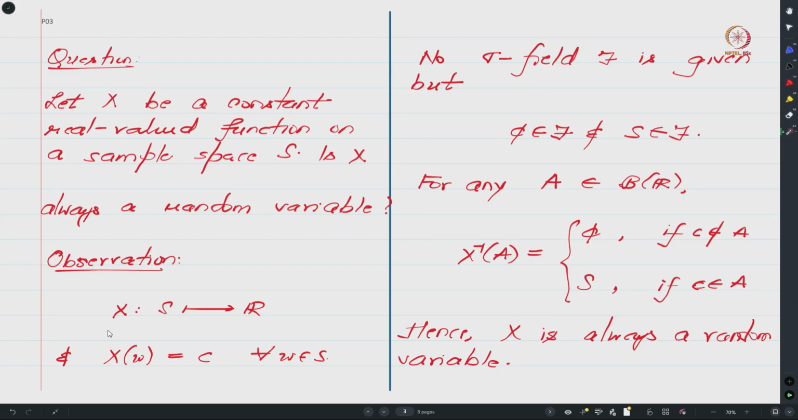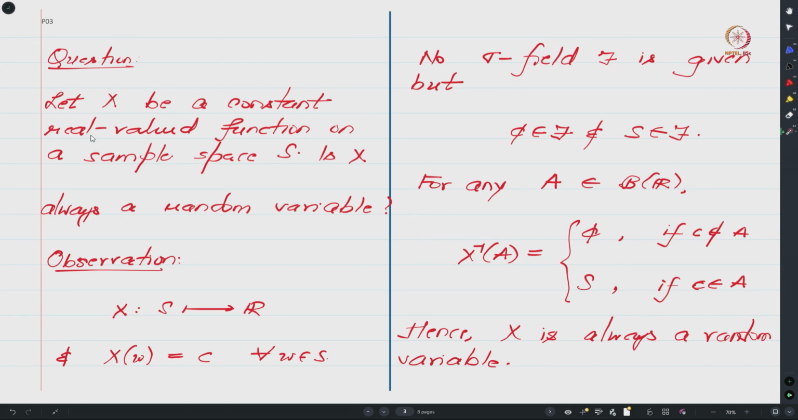So the missing part, or the puzzling part of this question, is that we have not been given any sigma field, right. So that is the puzzling part. So the question is, without being given the sigma field, how do we decide whether this function X is a random variable or not, right.